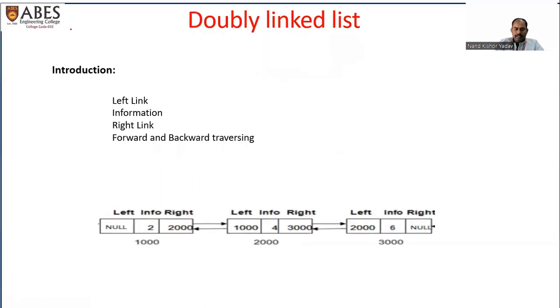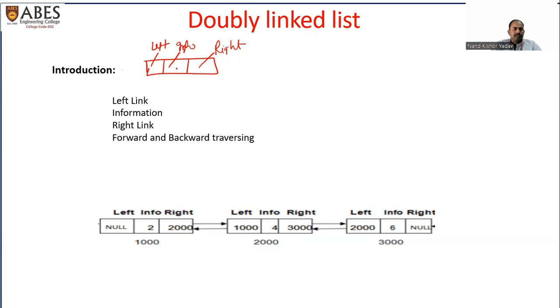In doubly linked list, we can represent a node using this diagram. So this is the first part and this is known as the left pointer. This is the second part, known as the information part or info part, and this is the right pointer. The left pointer will contain the address of its previous node or left node. The info part will contain data or value. The right part will contain the address of its next node.